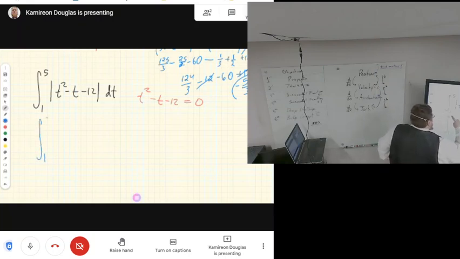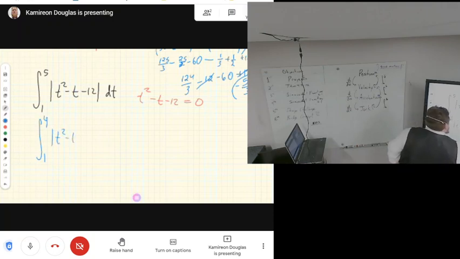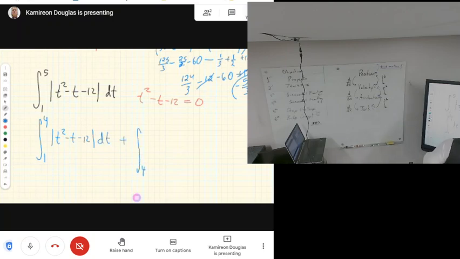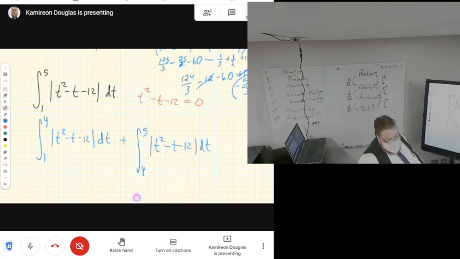So we take it from 1 to 4 of t squared minus t minus 12 dt, plus from 4 to 5 of t squared minus t minus 12 dt. All we really need now is to figure out what happens to the absolute value symbols. One set's going to change, one set probably is not going to.